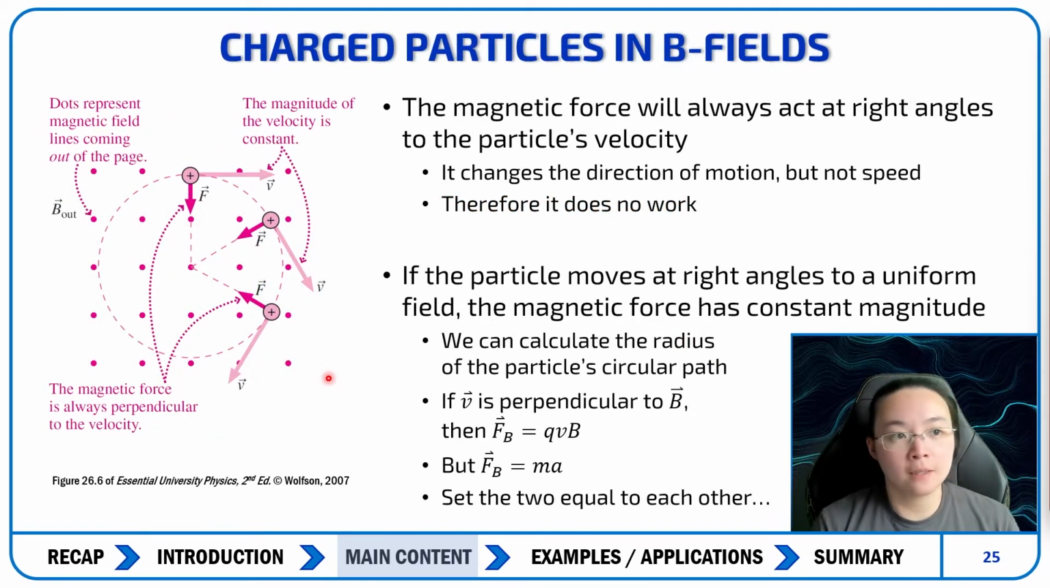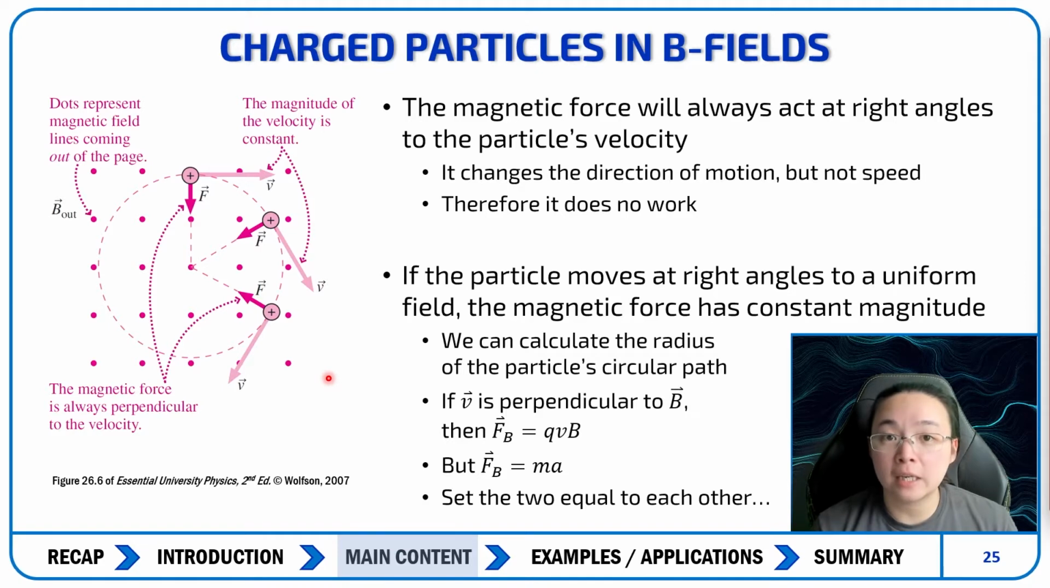Okay, we are now going to take a look at charged particles and magnetic fields. So the magnetic force is always going to act at right angles to the particle's velocity. That part we already know about. It basically changes the direction of motion, but it'll never change the speed. So because of that, it does no work. If the particle moves at right angles to a uniform field, the magnetic force will have a constant magnitude.